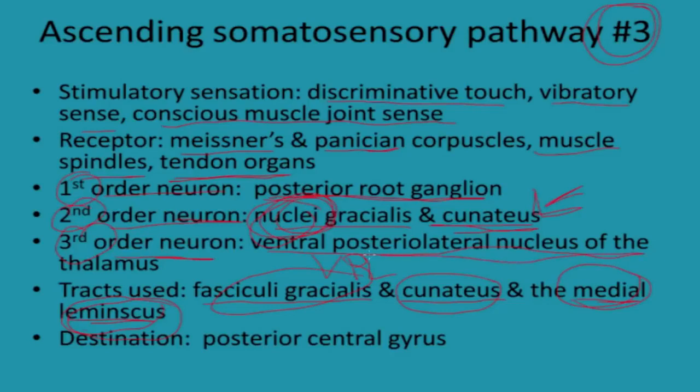So the third order neuron is the same for all three ascending somatosensory pathways. From this third order neuron, they pass into the internal capsule, into the corona radiata, and finally the cerebral cortex, where the destination is the posterior central gyrus.